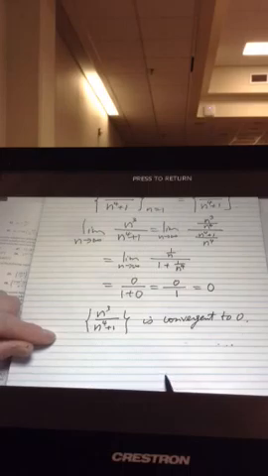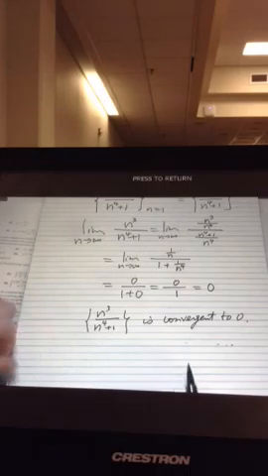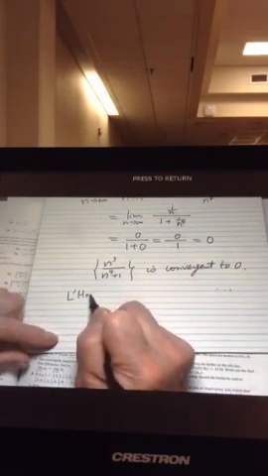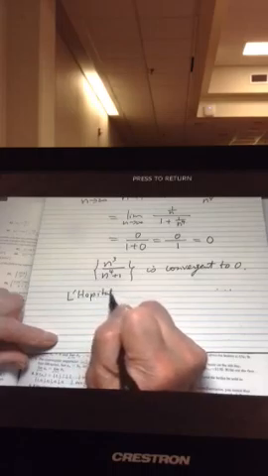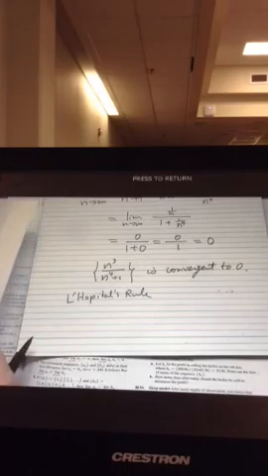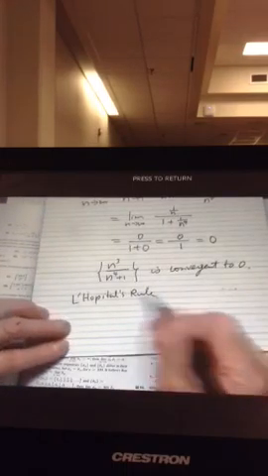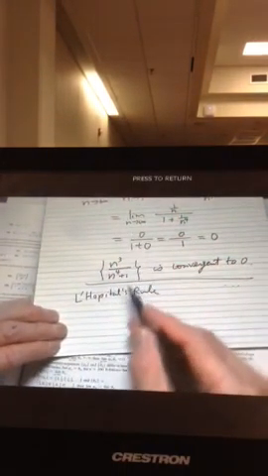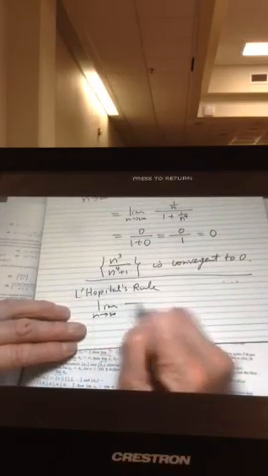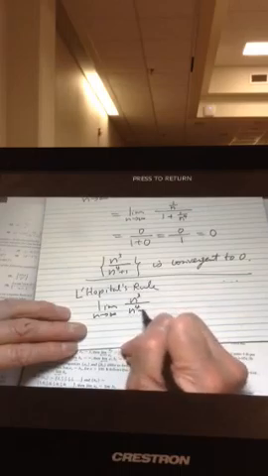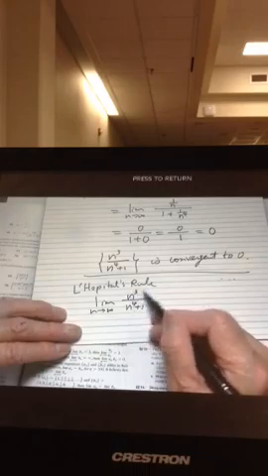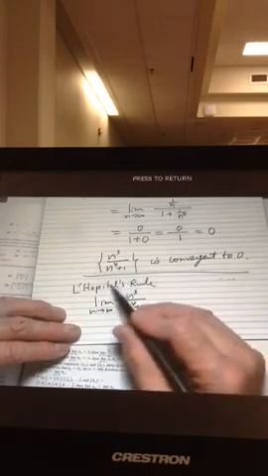Another way of doing this is to use a technique called L'Hôpital's rule. I'm sure you've done it before. So one way is this, another way is using this rule. When I take the limit as n goes to infinity of n cubed over n to the 4th plus 1, both go to infinity, so this is infinity over infinity. So I can use this rule.